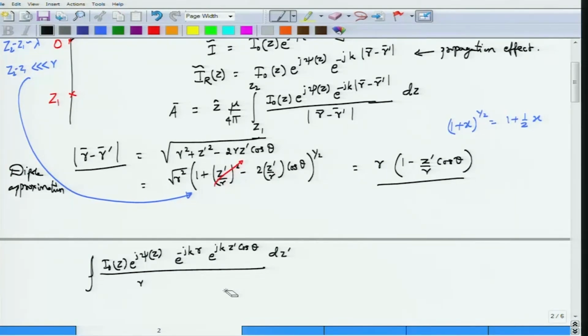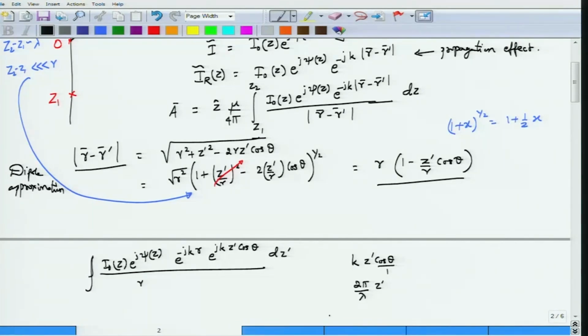Now, you may ask, can I do the same thing in the numerator? Unfortunately, you will not be able to do that in the numerator. So, what is the difference? Well, in the denominator I did not have anything else, I just had r minus z prime cos theta, and I compared z prime cos theta to r and cancelled that out. But in the numerator I have k z prime cos theta. Even if you assume the maximum magnitude of cos theta, equal to 1, I still have this k into z prime, but k is not small because k is 2 pi by lambda.